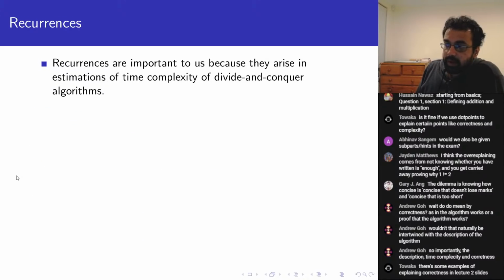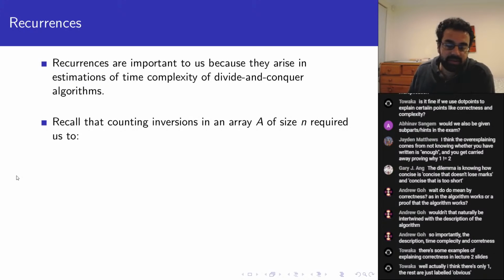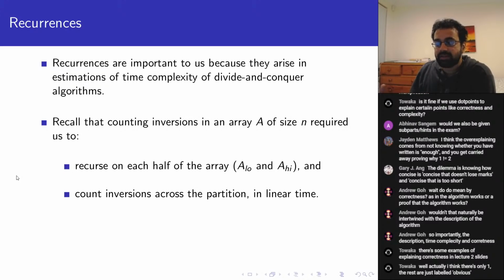So, why do we care about recurrences? Many divide and conquer algorithms start with an instance of size n, split it into several instances, each of size some fraction of what we started with, and then recombine them. To estimate the time complexity of such an algorithm, we often get a recurrence that might look something like this. We started with an array of size n, solved each half, so 2 instances each of size n over 2, and then did some extra work to recombine them.